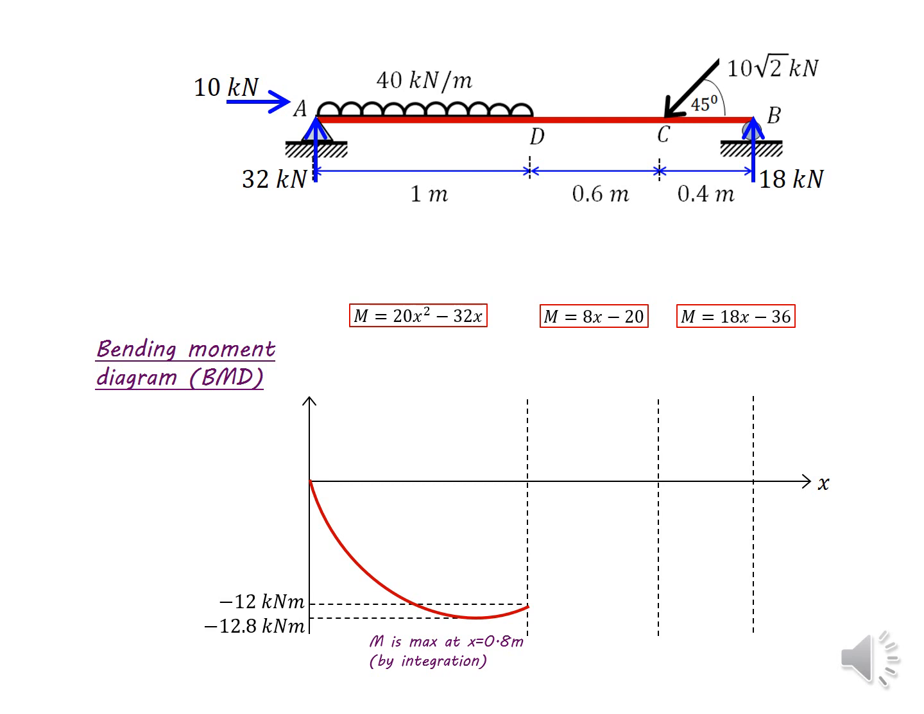So now we know the starting point as minus 12 kilonewton meter, and for the end point we can apply x equals 1.6 meters to the equation. So m equals 8 times 1.6 minus 20. It will be the value minus 7.2 kilonewton meters. So we can draw the diagram between D and C like this, ending up with minus 7.2 kilonewton meters.